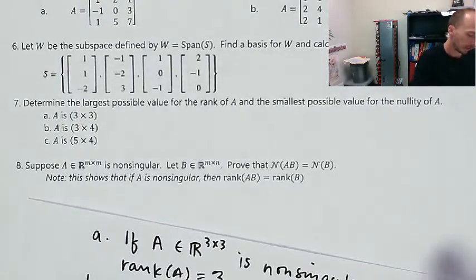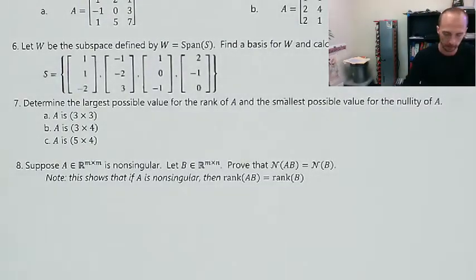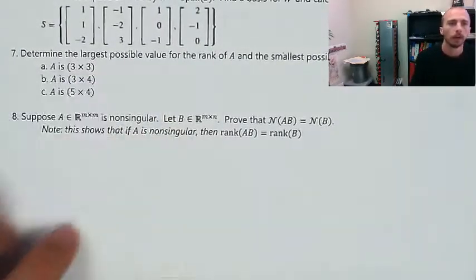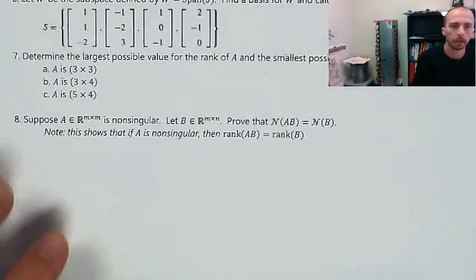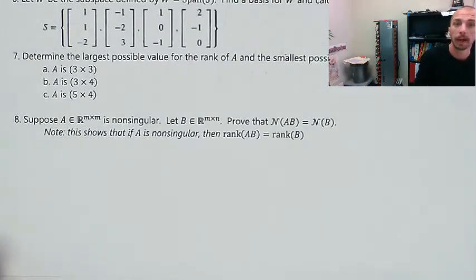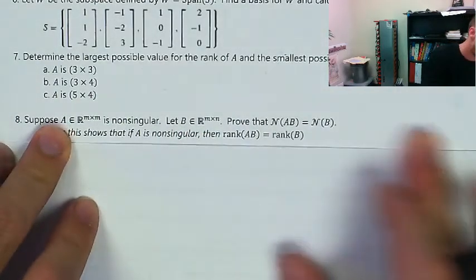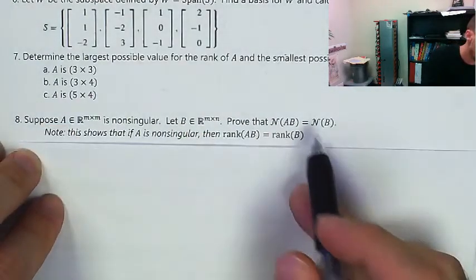Okay, now number 8. This one I assigned, and I wasn't really sure if y'all knew how to prove something like this, but I figured I'd throw it out there and see what you know. Suppose A is a non-singular matrix. Suppose B is an m by n matrix, so that the product AB is well defined. We're going to prove that the null space of AB is equal to the null space of B.